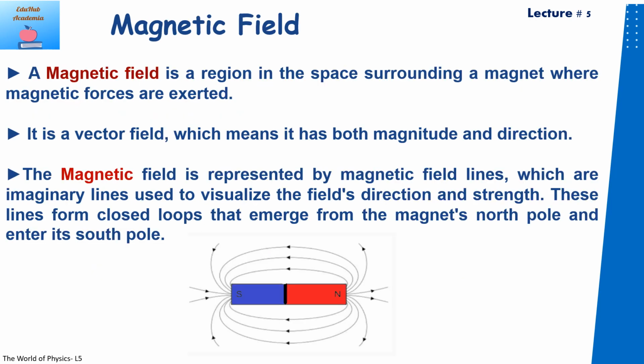Now, every magnet will create around itself an imaginary field that we call the magnetic field. And this magnetic field can exert a force on other metal objects found in this field. The magnetic field is a vector field which has both magnitude and direction, and it's always represented by imaginary field lines that form a loop, leaving the North Pole and entering the South Pole, as you can see in this picture.